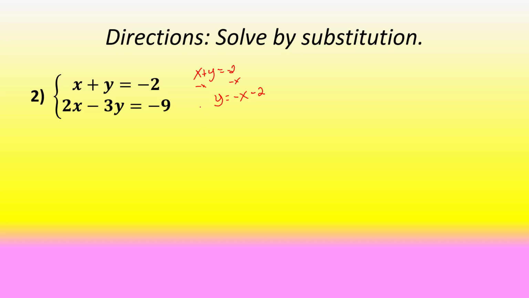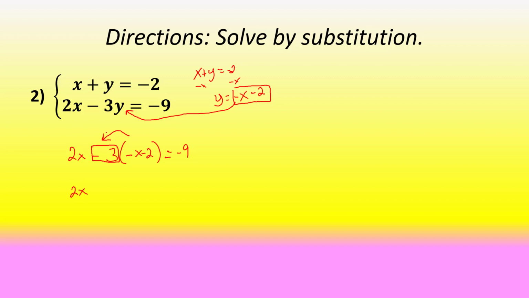Now, I'm in a habit of boxing what I'm going to substitute. So I'm going to substitute the value of y into my second equation for y. So 2x minus 3, my y value is negative x minus 2, equals negative 9. Now I have parentheses, so I want to look in front to see what it is. Notice this is a negative 3 in front of the parentheses, so we want to distribute that negative 3 before we do anything.